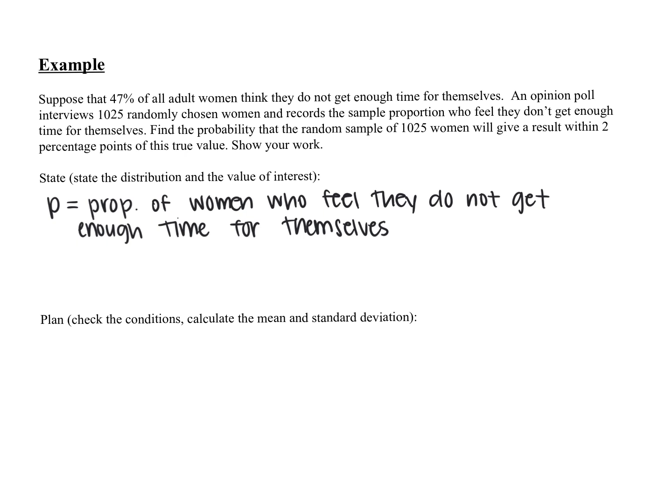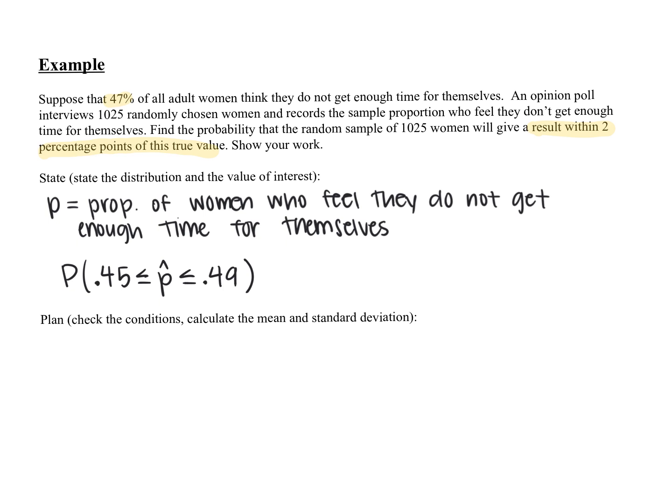The next thing we want to do is write our probability statement. What are we trying to find? We want to find the probability that we get a result within 2 percentage points of this true value, the true value being 47%. That means I can be 2 percentage points below, or I could be 2 percentage points above. So I want to find the probability that my sample proportion p hat is between 0.45 and 0.49.